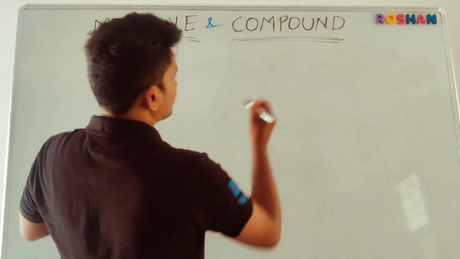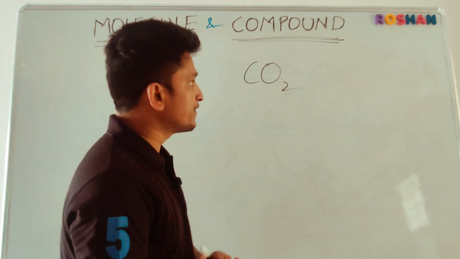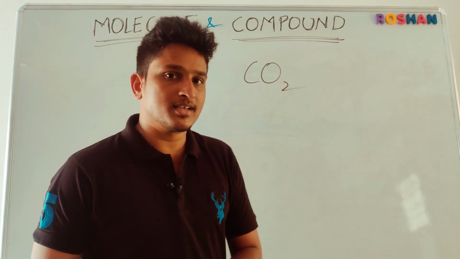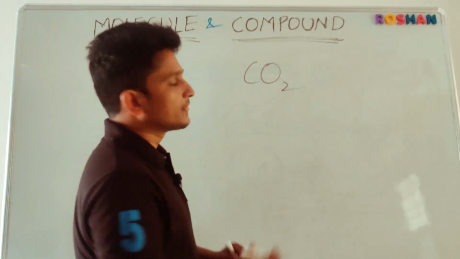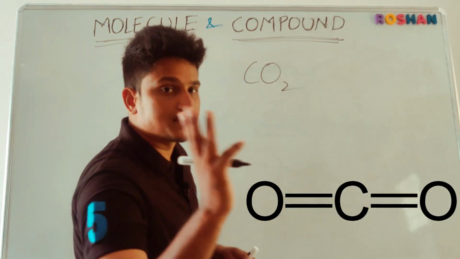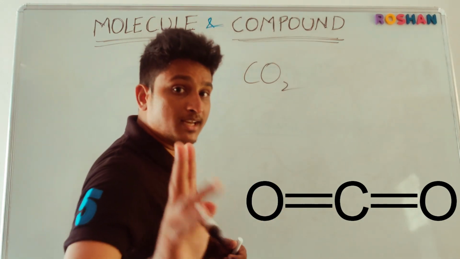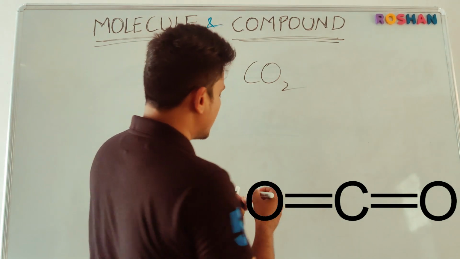For example, CO2, carbon dioxide. Is it a molecule of element or a molecule of compound? It's a molecule of compound. Different elements are combined, yes or no? Now, identify the number of atoms and number of elements here. The answer is, there are a total of 3 atoms. You can count carbon and 2 oxygens, yes or no? But how many elements are there? 2 elements only, students.